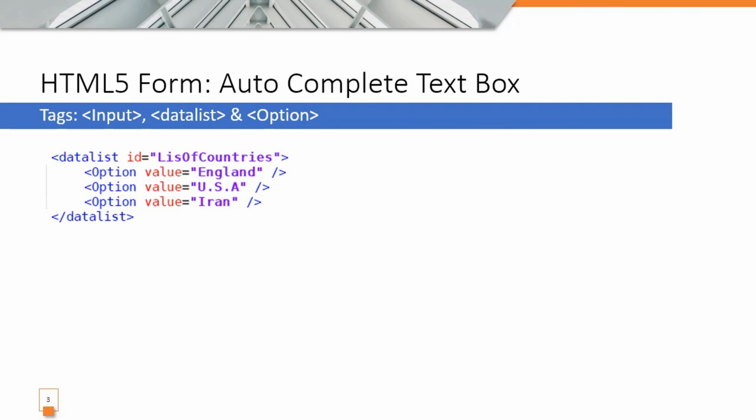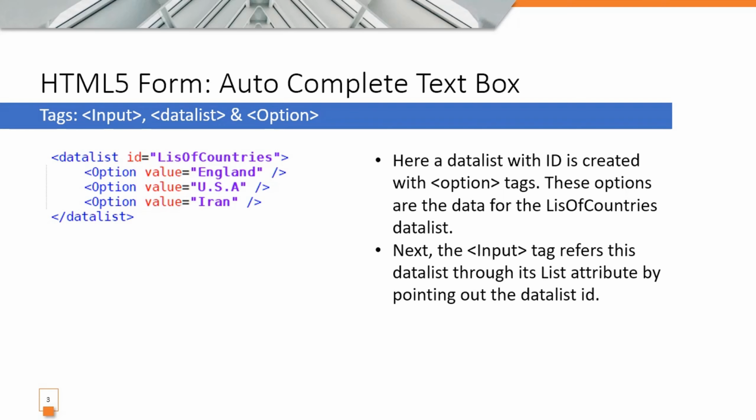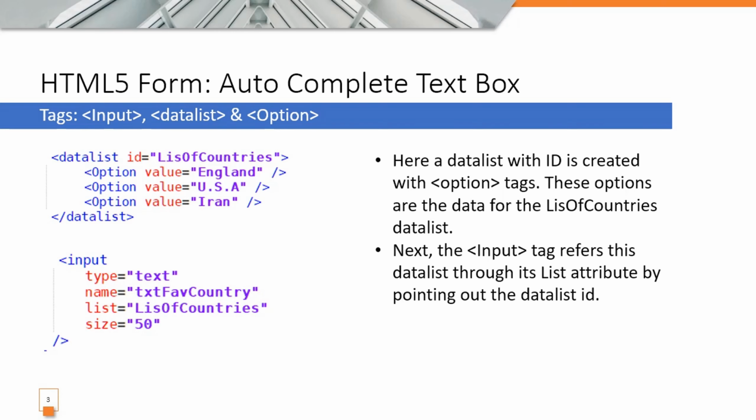Here if you see, we have a datalist and for its ID we specified list of countries. Here we specified 3 options in the list. Next, the input tag refers to this datalist through its list attribute by pointing to the datalist ID. That means the ID here, list of countries, is referred to by the input field, and you can see how the input field is referring to it.